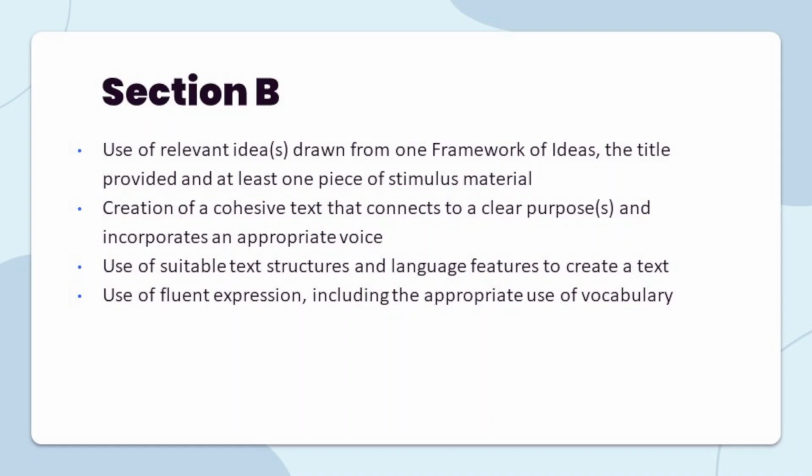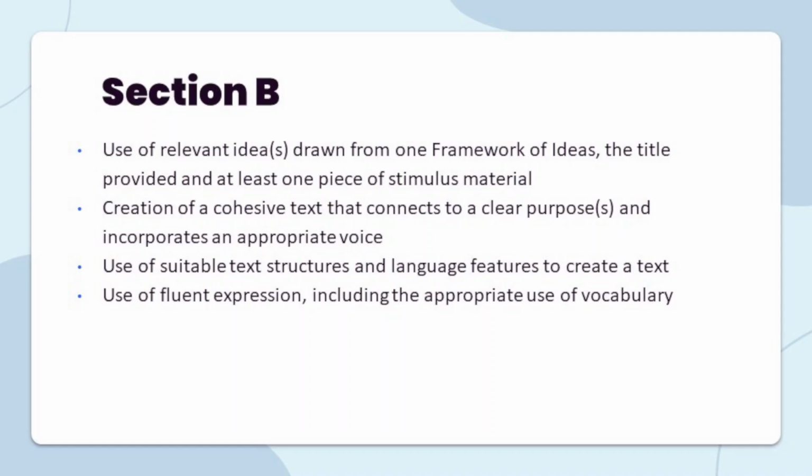Use of suitable text structures and language features to create a text, and use of fluent expression, including the appropriate use of vocab. So these are the things you're being assessed on for section B, okay? That you've connected to the framework, you've used the title, you've used at least one stimulus, you've created a cohesive text that's got a clear purpose and appropriate voice. It's got suitable text structures and language features, and it's fluent, and you've used vocabulary appropriately.